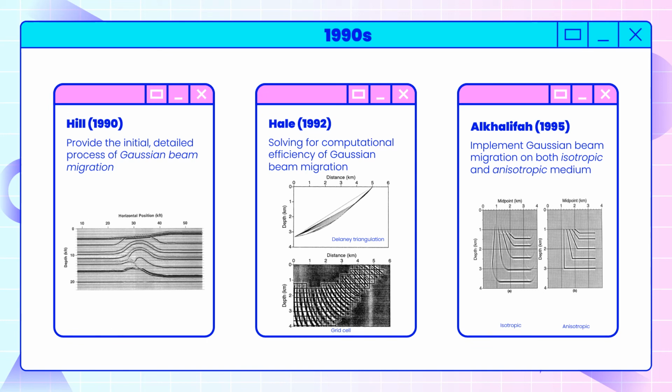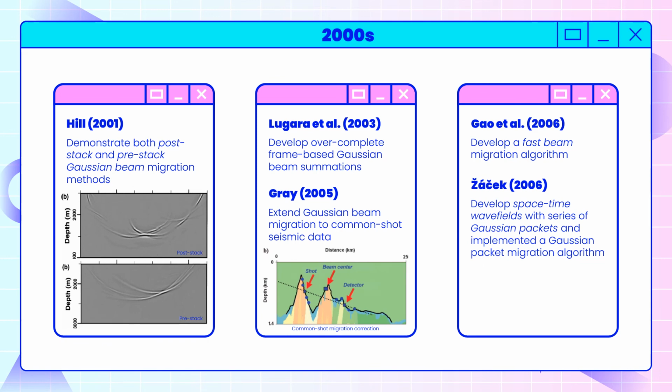Hill in 1992 addressed the computational efficiency of Gaussian beam migration by identifying two main problems in Gaussian beam migration images. Khalifa in 1995 implemented Gaussian beam migration on both isotropic and anisotropic media to identify significant parameter differences by modifying the kinematics and dynamics in the required ray tracing. Hill in 2001 demonstrated both post-stack and pre-stack Gaussian beam migration methods in evaluating the effectiveness for structural imaging for the case of multipathing of seismic energy.